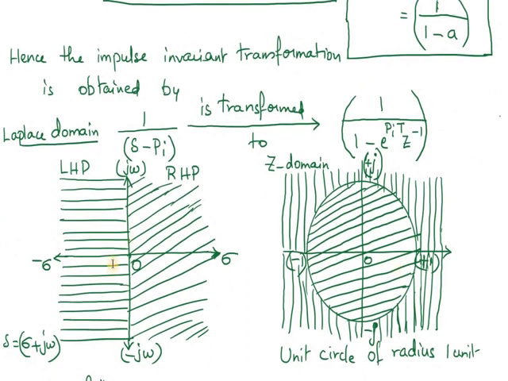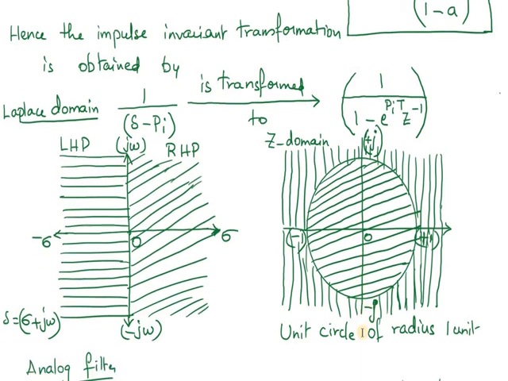This is the Laplace domain. LHP is the left half of the plane and RHP is the right half of the plane. On the x-axis we take the real term sigma, and on the y-axis we take the imaginary term j omega. And this is the z domain. We have a unit circle here; the radius of the circle is equal to 1. On the x-axis we have plus 1 on this side and minus 1 on the other side. This is the imaginary axis, with plus j on the top and minus j towards the negative y-axis.